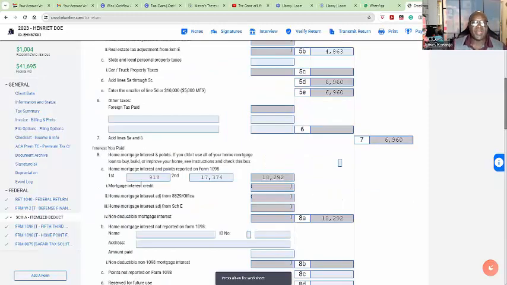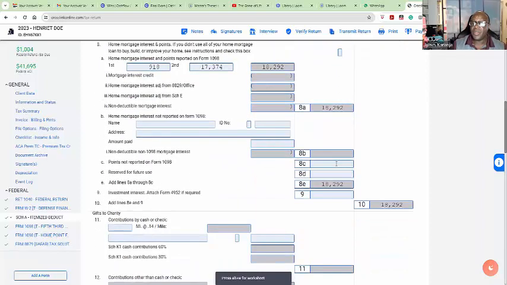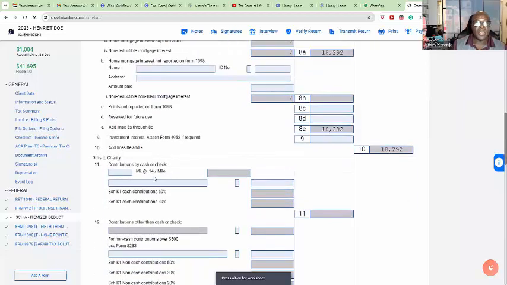Then remember we had the first mortgage interest of 918. Remember that 1098? The first one was 918. And the second mortgage interest was 17,374, which totals to 18,292. Okay. So when it's added all up here, it comes to 18,264.